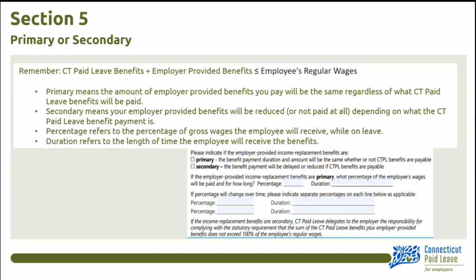For example, if you pay your employees a flat rate of 70% of their wages when they are on leave with no alterations, then your benefits are primary.